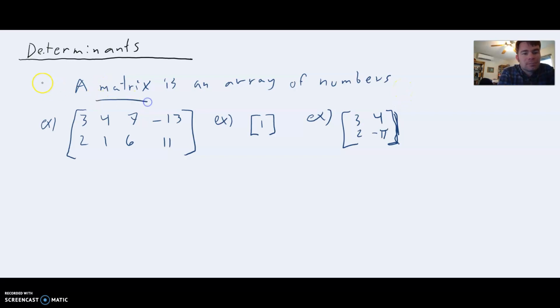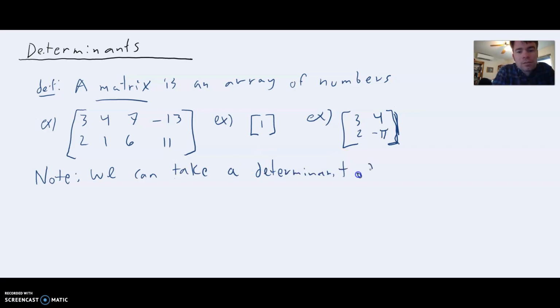So that's a matrix. Now that we know what a matrix is, we can take a determinant of a square matrix. Now, a square matrix, that's something that has the same number of rows and columns, like this 2 by 2 matrix. So note, we can take a determinant of a square n by n, same number of rows, same number of columns, matrix.